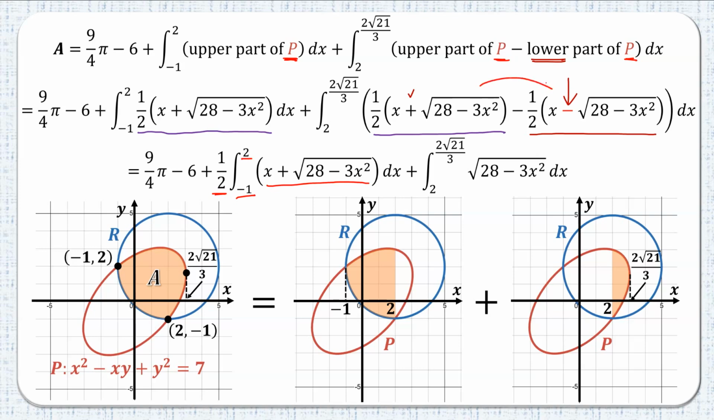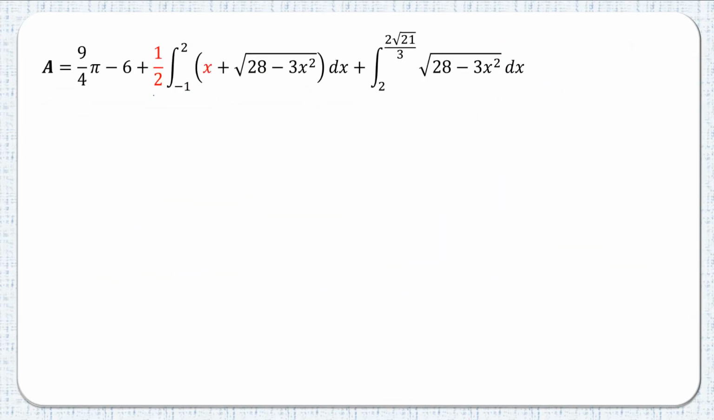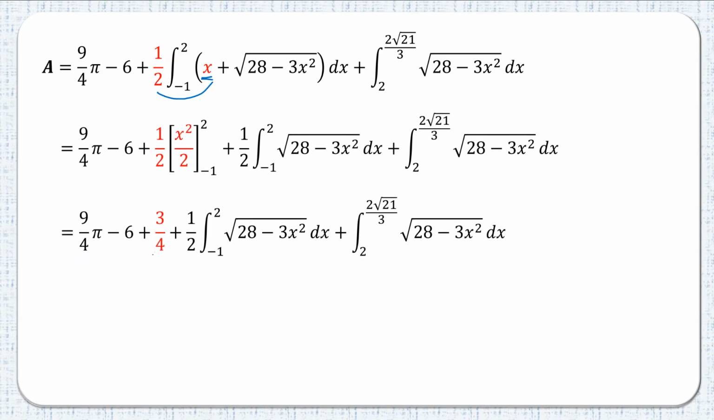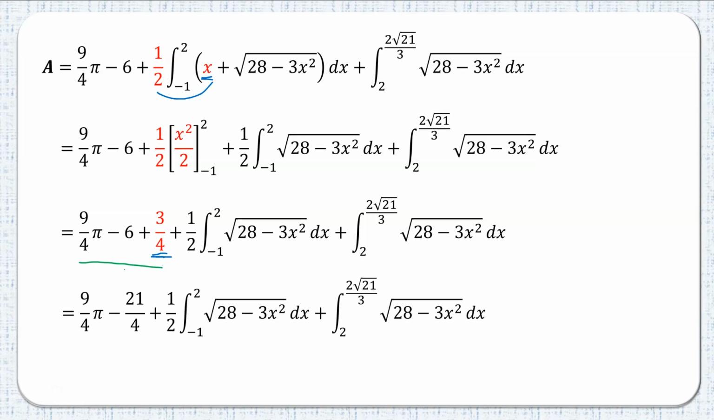And if we simplify this part, we simply have square root of 28 minus 3x squared, so integral of this from 2 to 2 square root of 21 over 3. And at this point, you know the drill by now. First, we integrate this easily integrable x part, which gives 3 over 4, and this leads to the constant part, 9 over 4 pi minus 21 over 4.